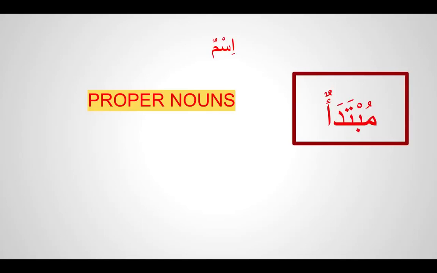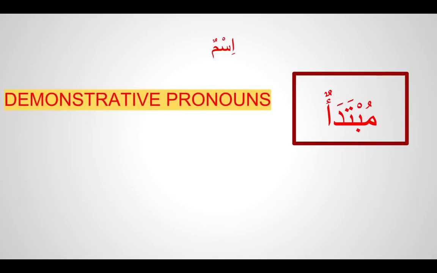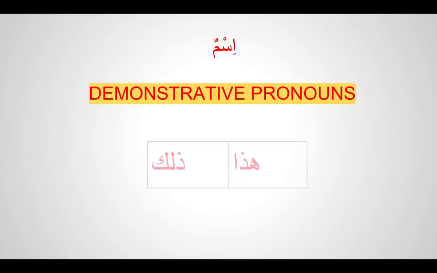So what are the other ways that can be a Mubtada in a sentence? The other words that can come as a Mubtada in a sentence, today we're going to learn, is demonstrative pronouns. So what are these demonstrative pronouns? These are the two words which we'll be learning in these classes. One is called HADHA and the other is called DHALIKA.